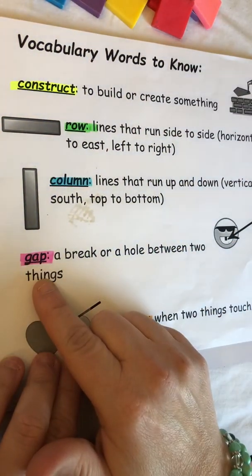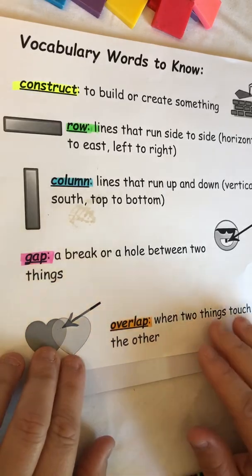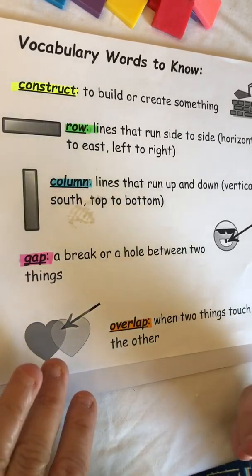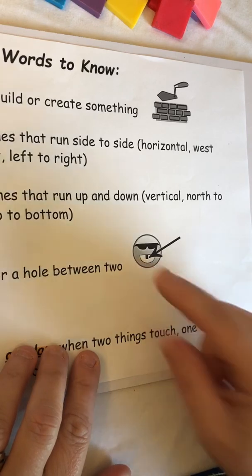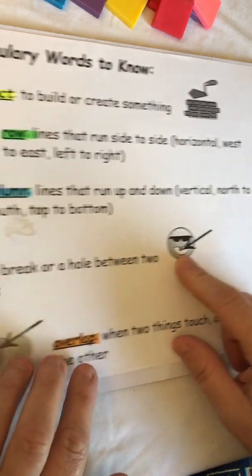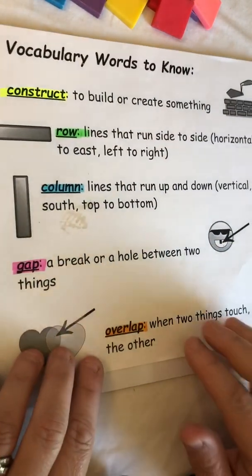Okay, then we have a gap. A gap means to have a break or a hole in between two things. So think of when you lose a tooth and you have a space in between. So a gap is a space between two things.